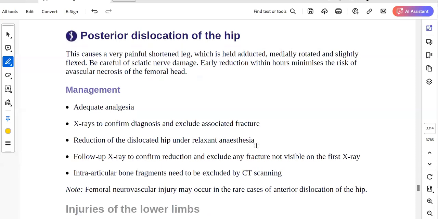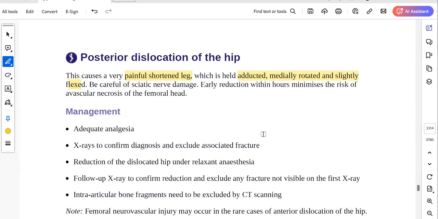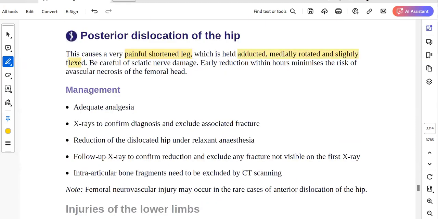Unlike shoulder dislocation, where anterior dislocation is common, for the hip, posterior dislocation is common. Okay, so for a dislocated hip, the patient will be in a lot of pain also. But the way to know that it is a dislocated hip is by looking at the hip. It will be a painful shortened leg, and the hip will be adducted, medially rotated, and slightly flexed. Let's have a look at how a dislocated hip looks.